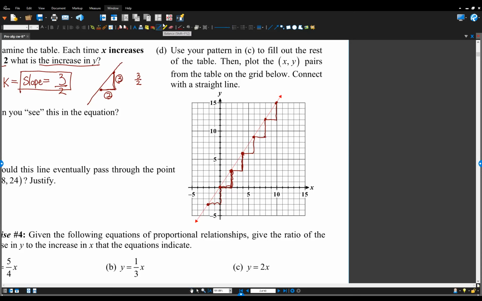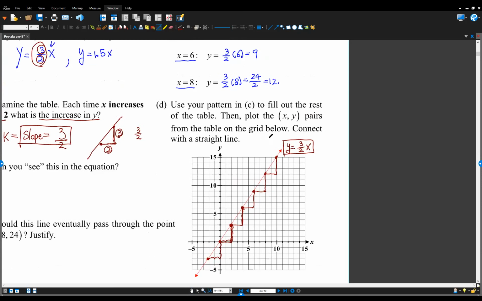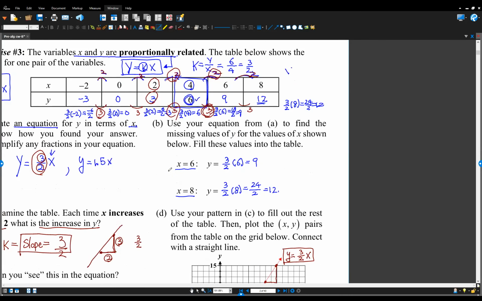Okay, this is the graph of what? y equals 3/2 x. Can you see that? Because we know that when x equals 0, y equals 0 over here. This is our starting point. Using this one, we're going to find the next point.